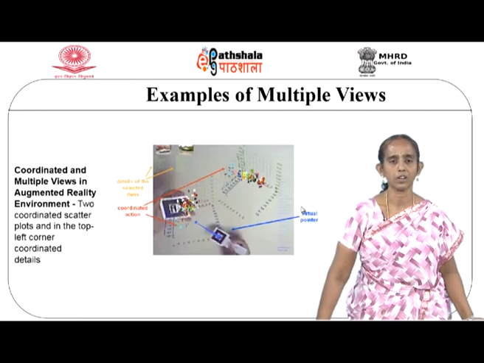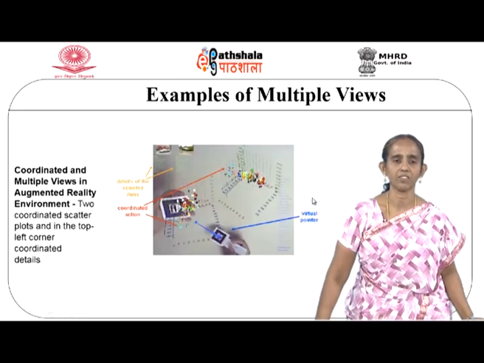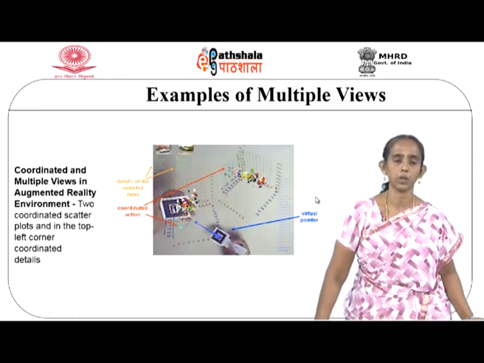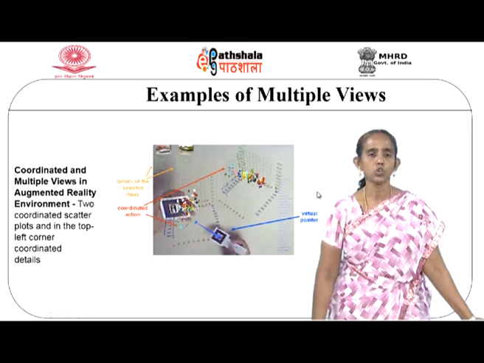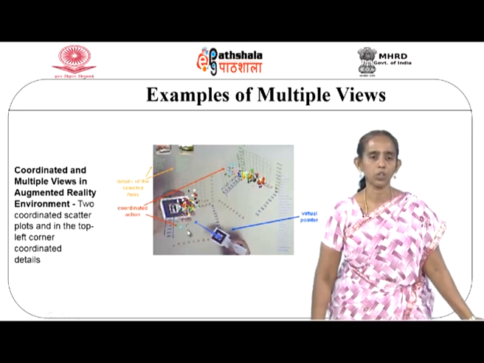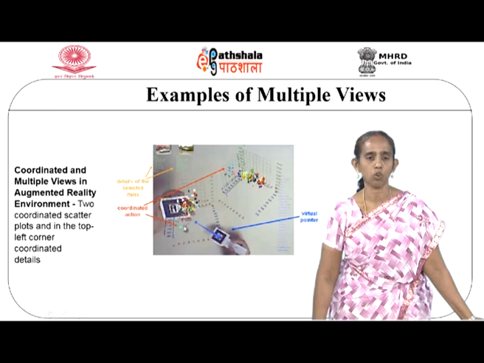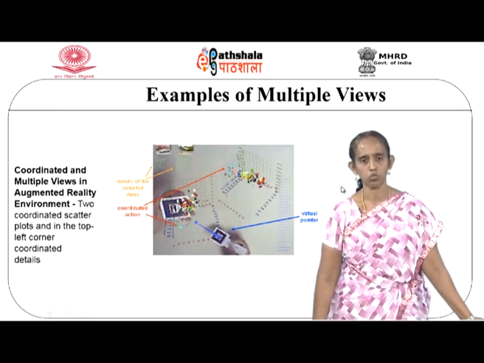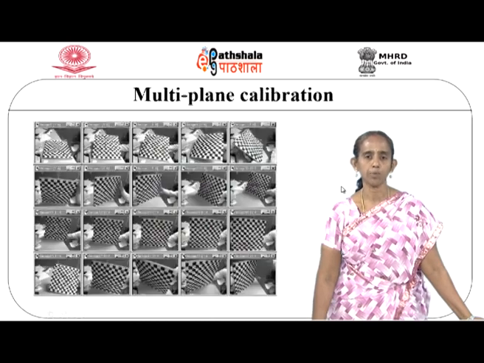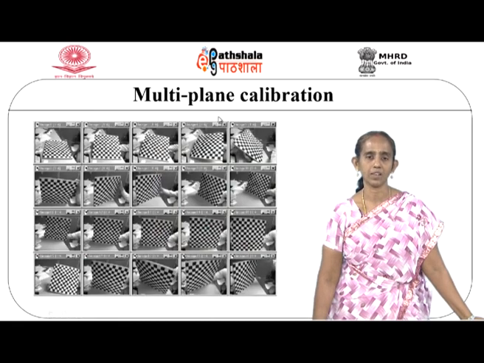This is another interesting example of multiple views wherein we can see that the coordinated and multiple views are also used in augmented reality environments. 2 coordinated scatter plots are being used in the top left hand side corner to get some kind of coordinated details out of it. In the case of augmented reality, multiple windows are also being used. So, this is the kind of multiplane calibration that happens in a multiple view. So, we can see how the plane is being calibrated.